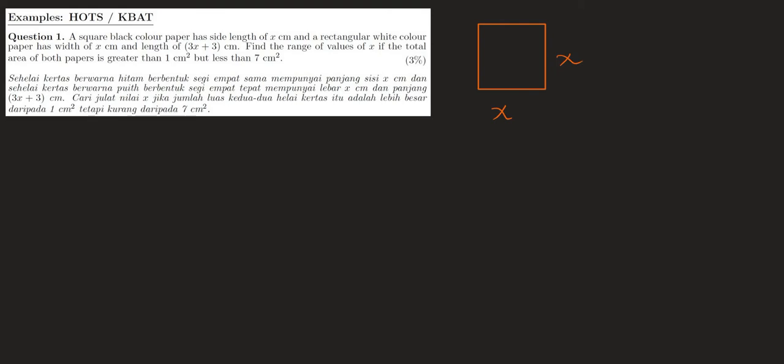And then the second thing I know, a rectangular white color paper, so I change color. A rectangular white color paper like this. It has width of x, so same width, and then height 3x plus 3. Okay, length 3x plus 3. Now I need to find the range of values of x. What I need to find is the range if the total area for both papers is greater than 1 but less than 7. Alright, so it means between 1 and 7.